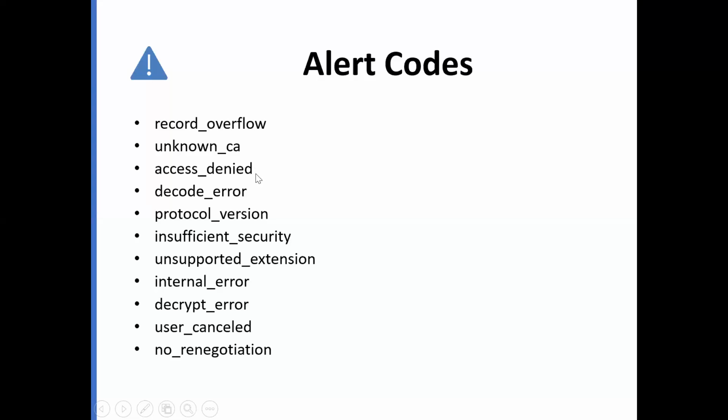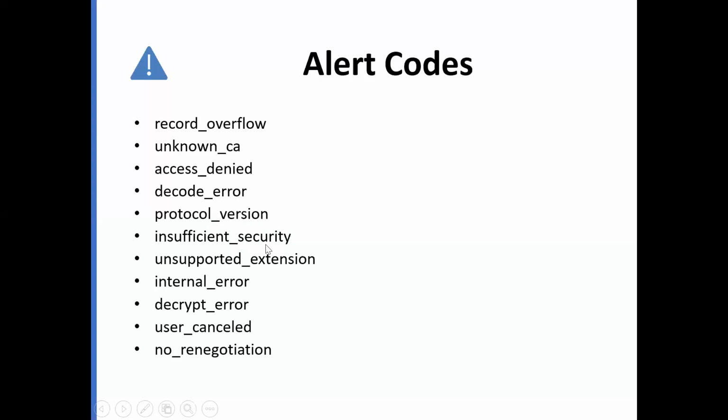What is the decode error? As the name indicates, this is about decoding. Suppose the message cannot be decoded because the length of the message was incorrect at the time, this error message you're going to get. Protocol version: if either of the two entities does not support that version at that time, this alert message comes. Insufficient security.